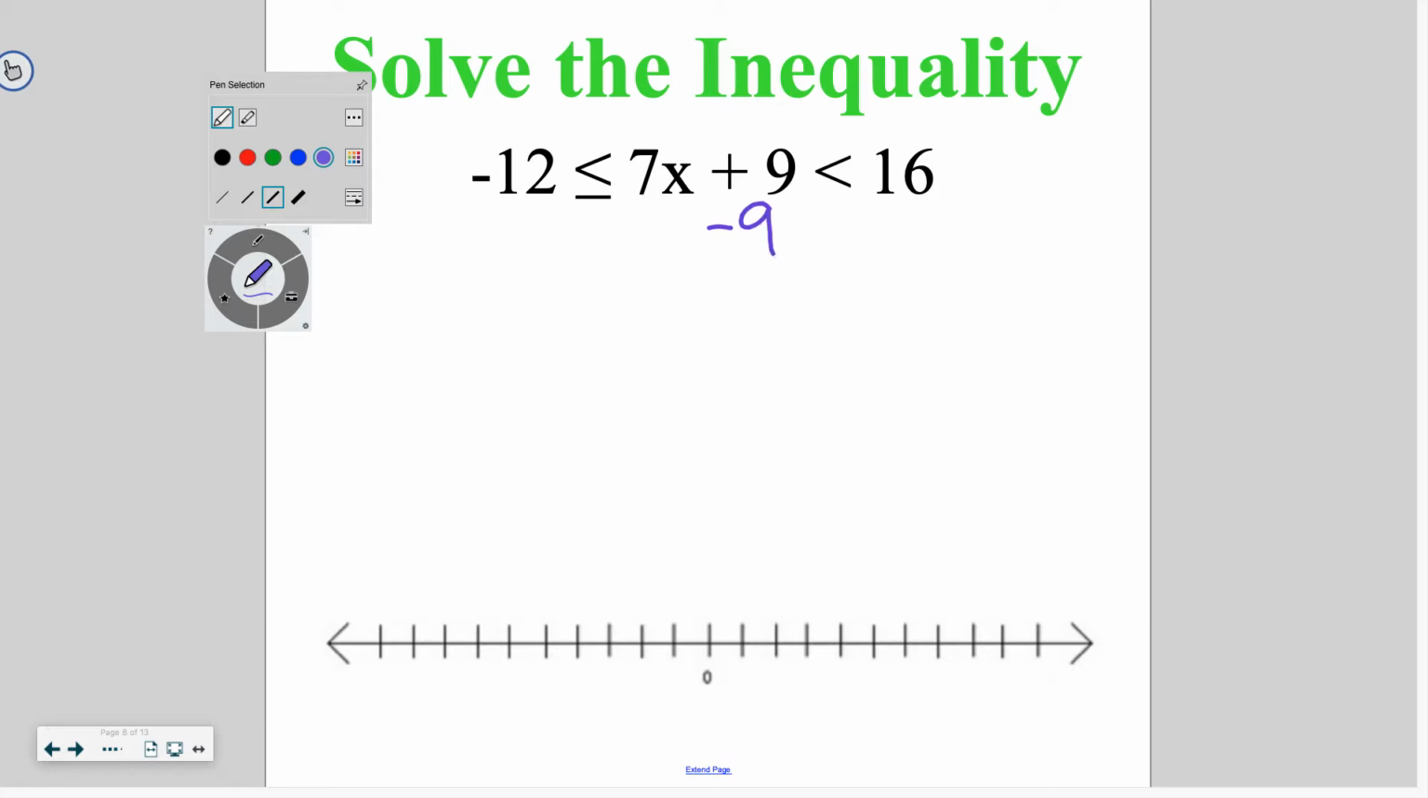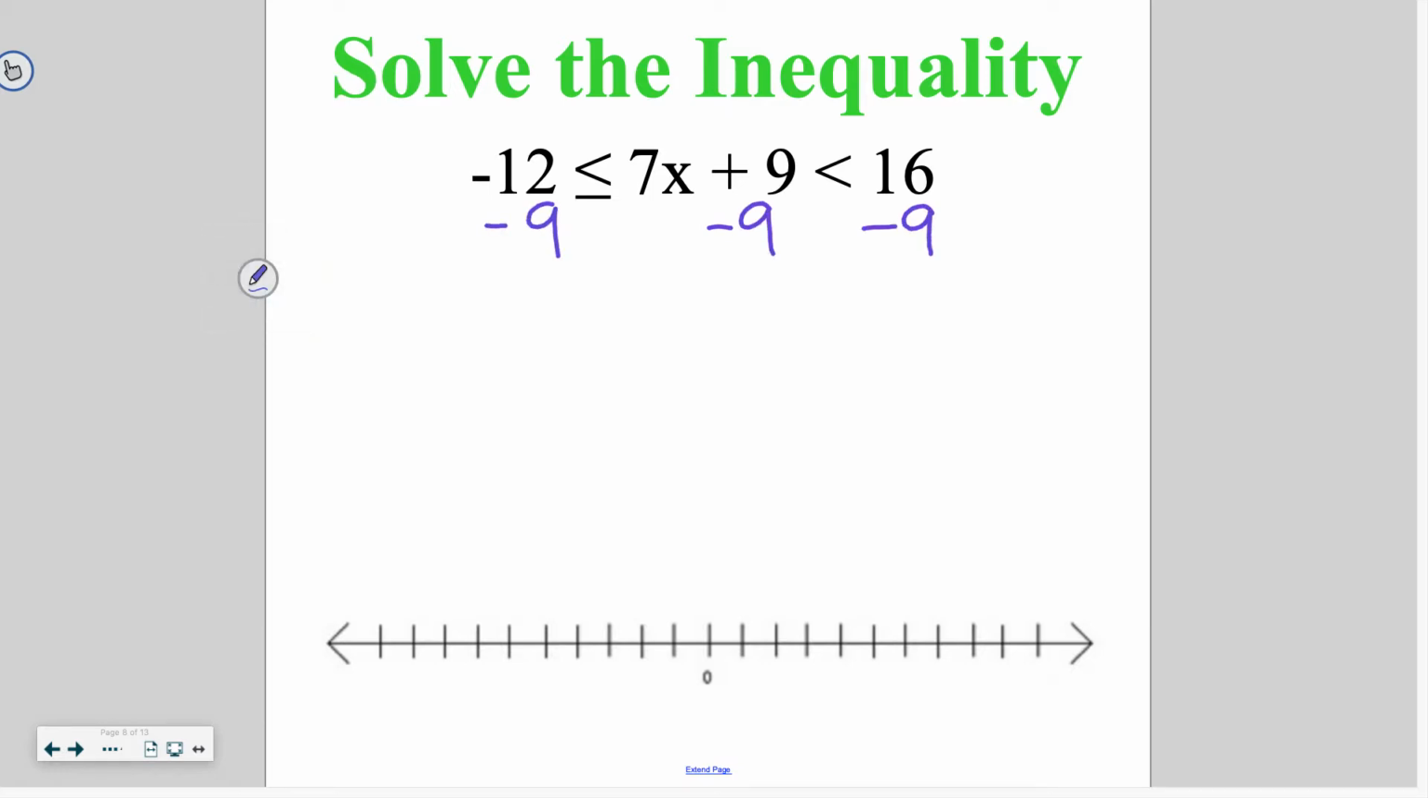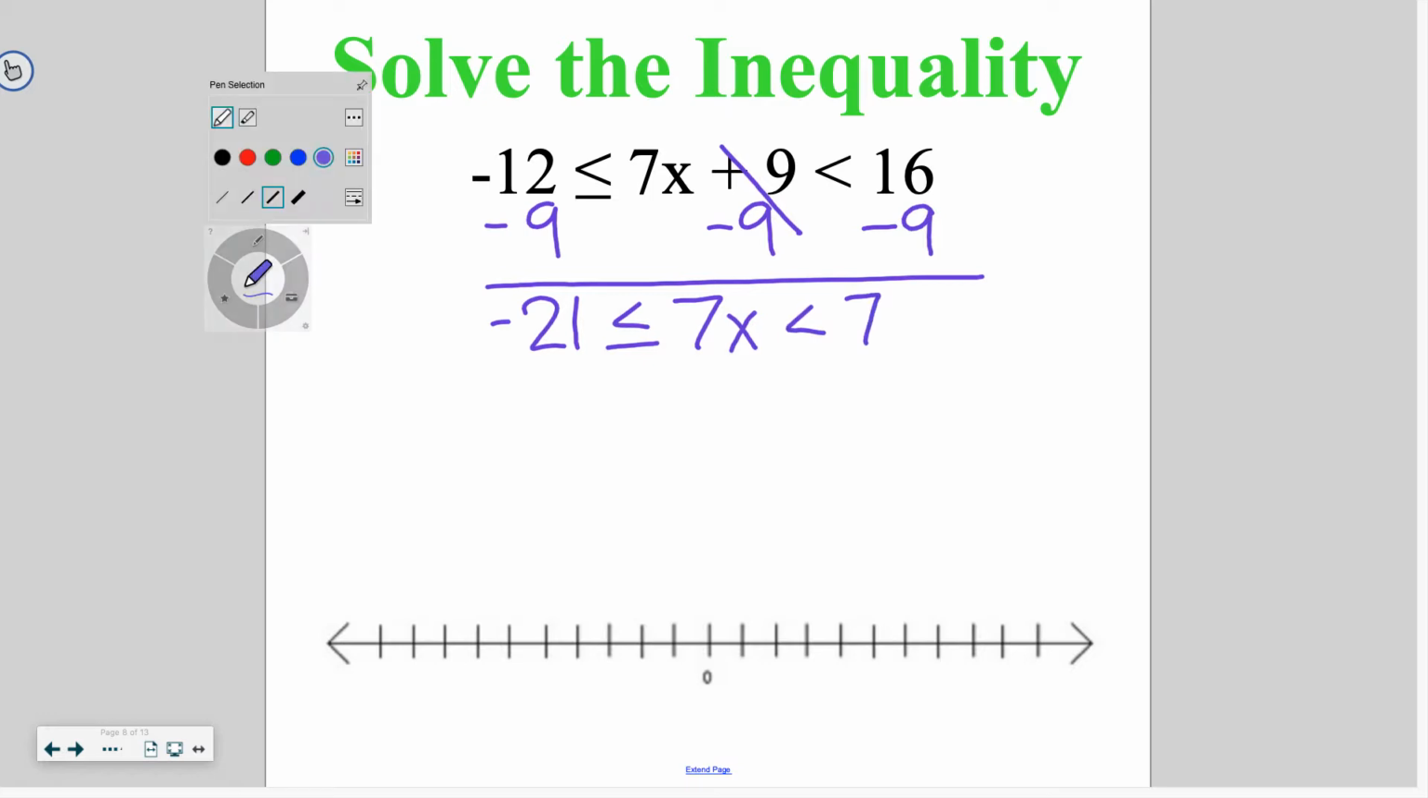So we're going to subtract 9. We need to subtract 9 from both of the two outside quantities because negative 12 is less than that and the equation is less than 16. So we have to do it to all three parts. So we end up with negative 21 is less than or equal to 7x, which is less than 7. So again, we subtracted from all three parts.